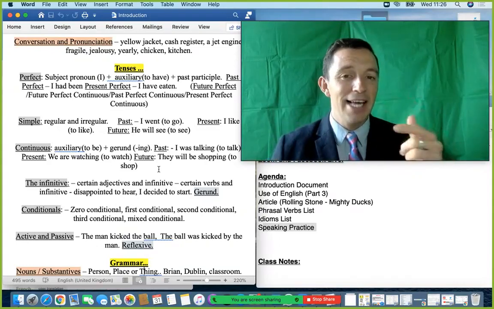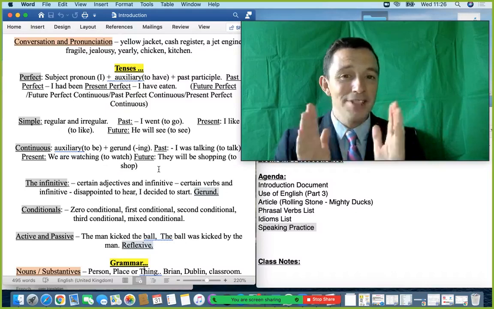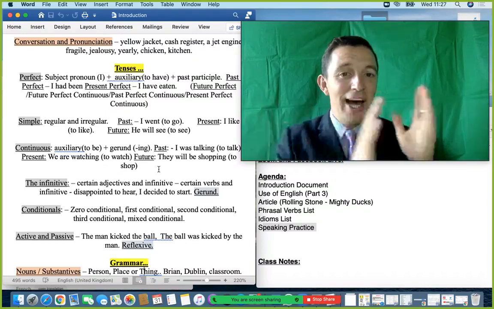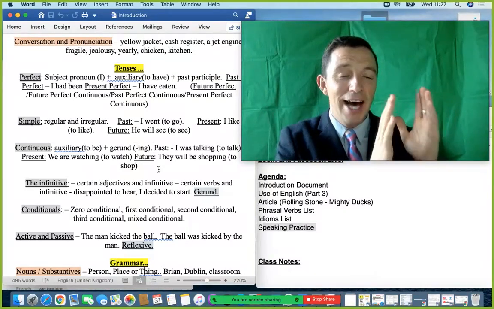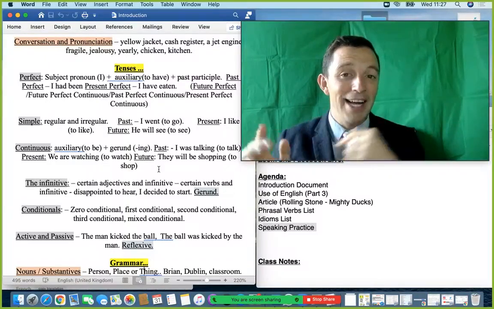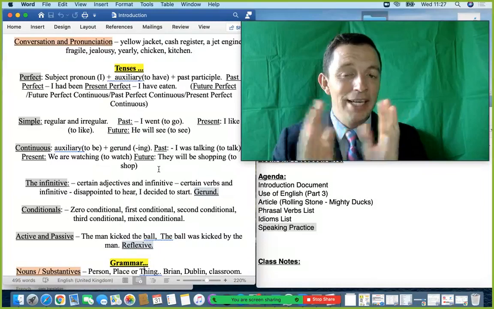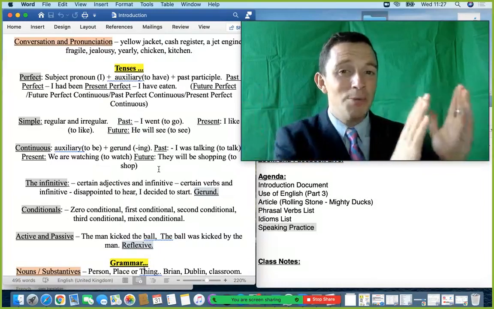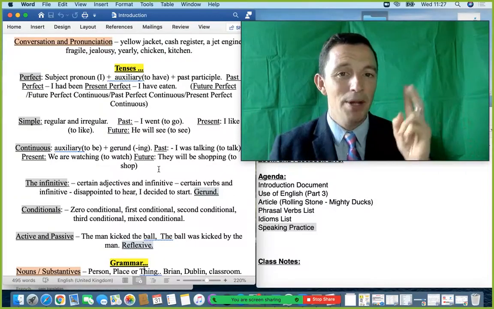The next idea is the continuous. We have the present continuous, the past continuous, and the future continuous, where the action happens continuously in the future, the present, or the past, and the construction is typically I am eating, I was eating, I will be eating, okay? That's the simple and the continuous.